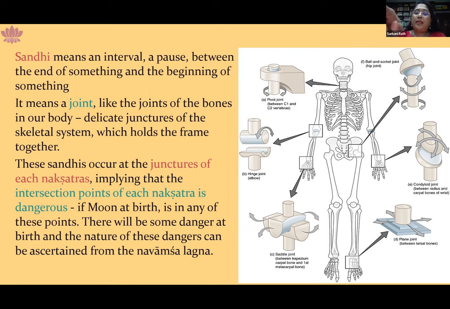Where do they break their bones? They break their bones in all the joints, right? So like the delicate junctures of the skeletal system. So hence, nakshatra sandhis occur between the junctures of each nakshatra, just like the way this is a joint, right? This is a pivotal joint. This is a hinge joint, right? This is a saddle joint. Just like these junctures, each nakshatra has a juncture between them. Every nakshatra, every 27 or 28 of them, will have junctures between them. So these are intersection points of each nakshatra.